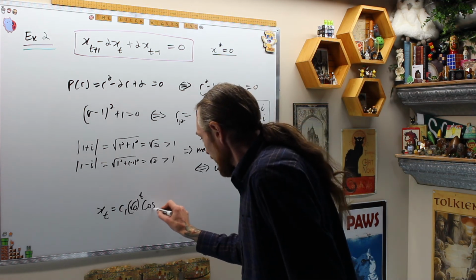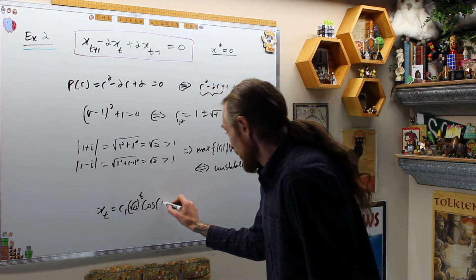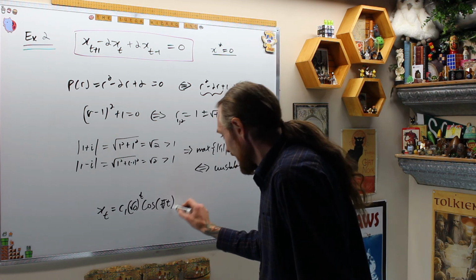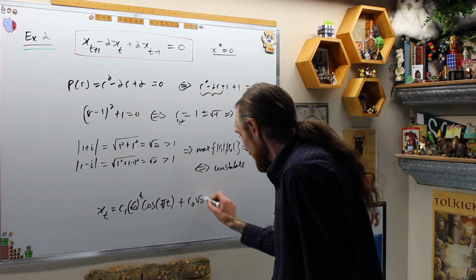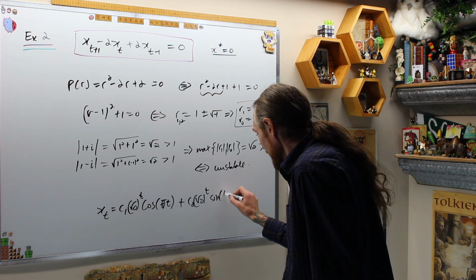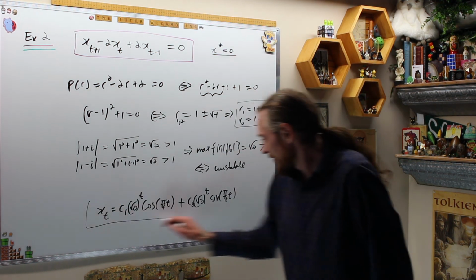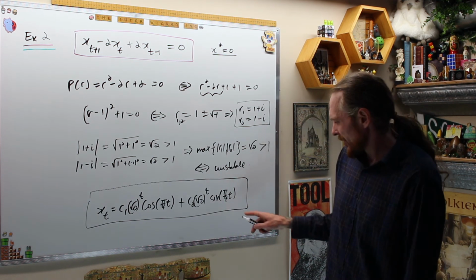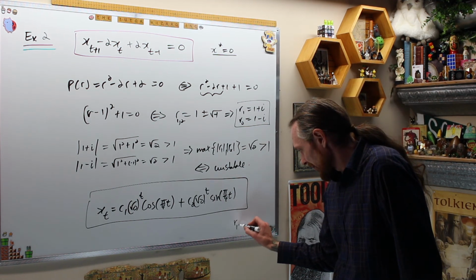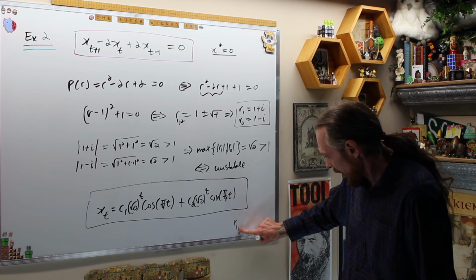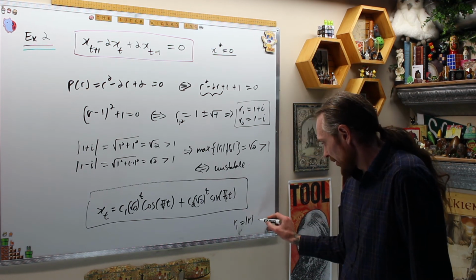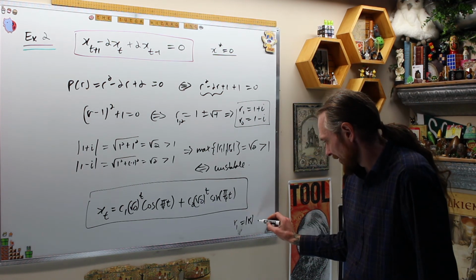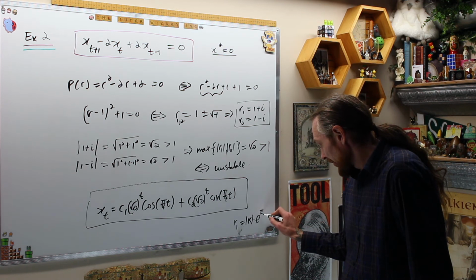and cos, what was it going to be? I think pi over 4 t, and then plus c2 root 2 to the t sine pi over 4 t. So this is going to be our general solution once I have this. And remember, the pi over 4, we need the polar form, so we need to write our two solutions, r1, r2, or at least one of them as our modulus r, or I think I called it k last time, times e to the pi over 4.